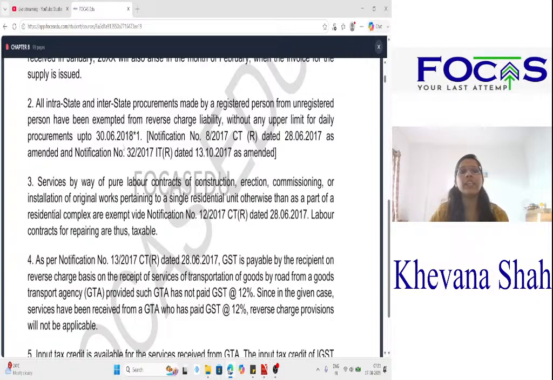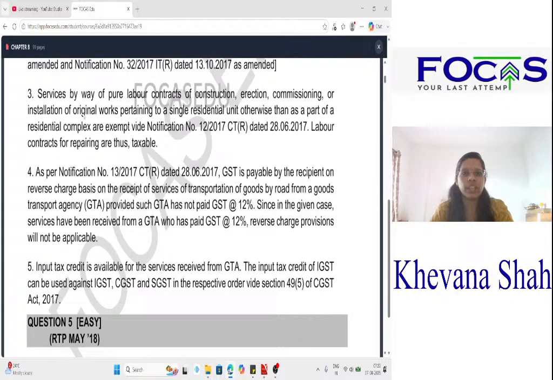Then all interstate and intrastate procurements made by a registered person from unregistered person have been exempted under reverse charge liability from this notification. So using that we have not taken any charges on that. Then services by way of pure labor contracts of construction, erection, commissioning or installation of original works pertaining to a single residential unit, otherwise than as a part of a residential complex, are exempt with this notification, and labor contracts for repairing are thus taxable.